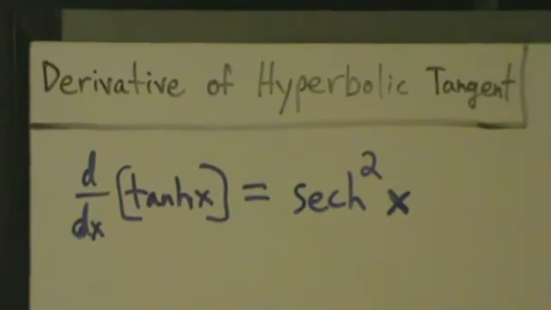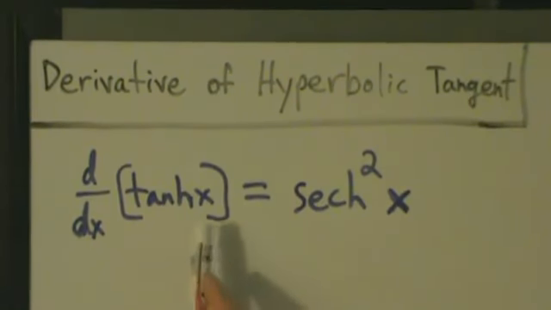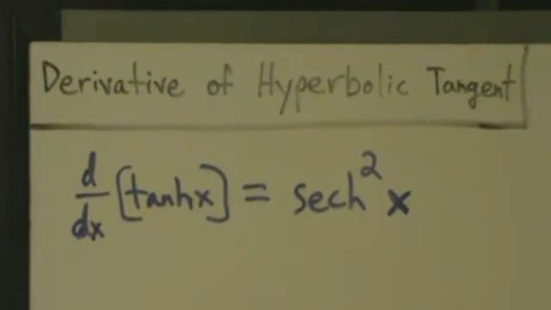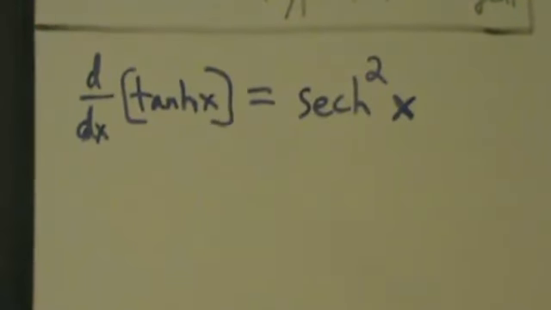Here's the derivative of the hyperbolic tangent function, tanh x, I guess it's pronounced. So d/dx of tanh x equals hyperbolic secant squared of x. I'm not sure how that's pronounced, sech, I don't know. Anyway, the derivative of hyperbolic tangent equals the hyperbolic secant squared. So let's go ahead and see why that's true.